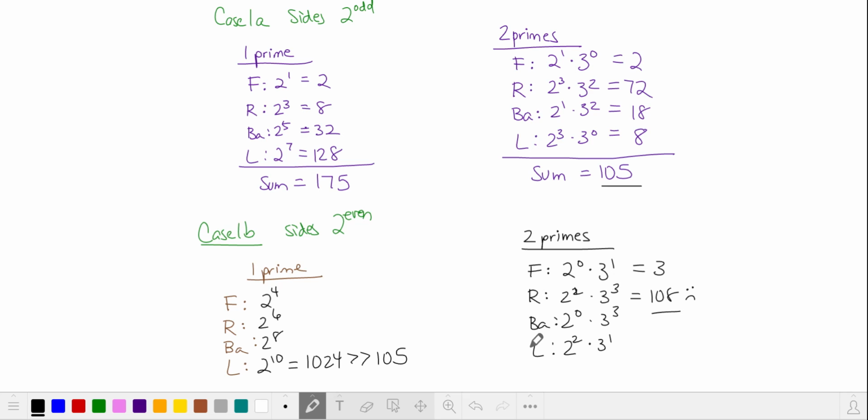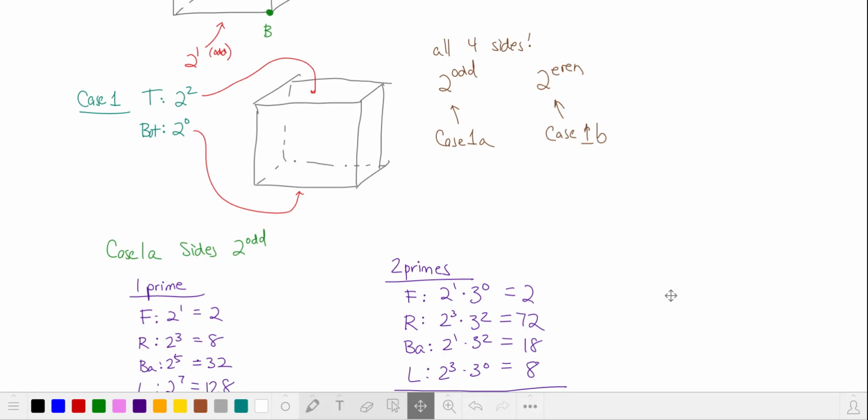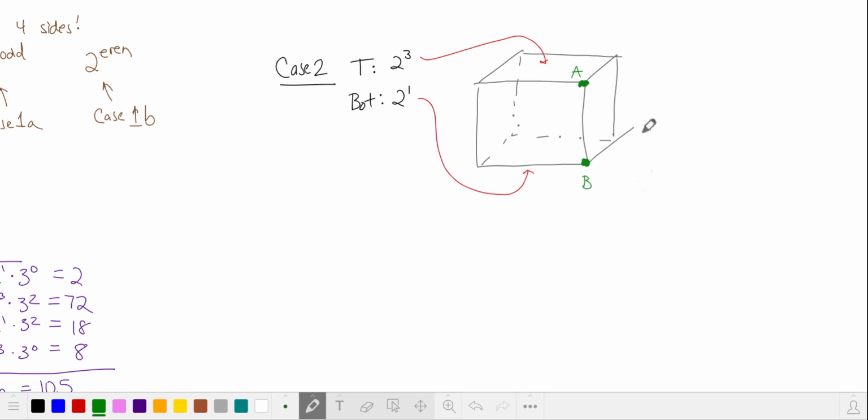Now we can consider trying to beat our sum of 105, where we have the top and bottom faces with the 2 smallest odd powers of 2. That's going to be 2 cubed on top and 2 to the first power on the bottom. In order to generate products at A and B that have even powers of 2, we need to have the 4 sides of our cube alternate in the parity of their powers. So if the front face has an odd power of 2, the right side of our cube has to have an even power of 2.